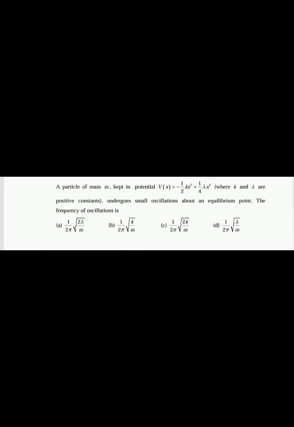This is equal to square root over alpha square by m beta. This is equal to alpha by square root over m beta. So the next question is, a particle of mass m kept in the potential V is equal to minus 1 by 2 kx square plus 1 by 4 into lambda x raised to 4, where k and lambda are positive constants, undergoes small oscillation about an equilibrium point. The frequency of oscillation is dash.